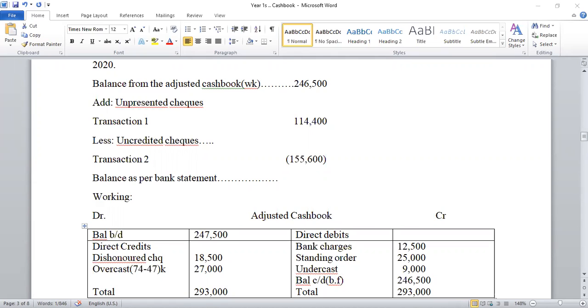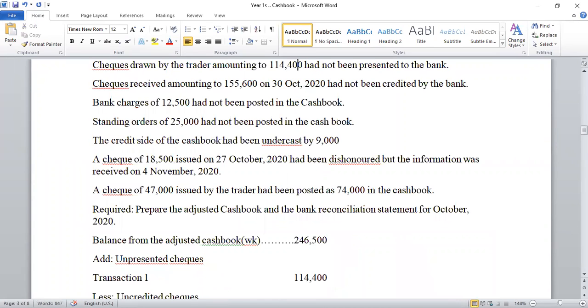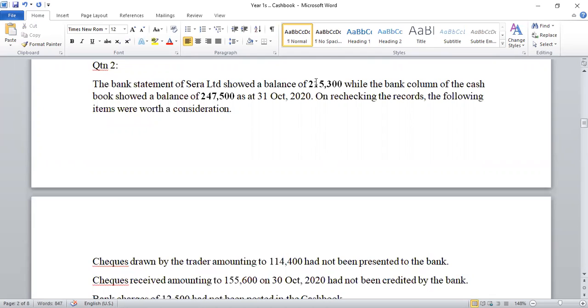I have 205,300. I'll go there and put it, 205,300. So this figure is supposed to be the same as the cash, the balance here. Supposed to be the same as this one, but unfortunately it's not the same. It's more by 1. I hope I didn't make an error in adding.